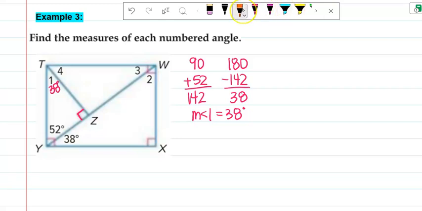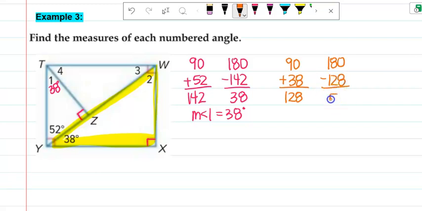Okay, just if we want to move in angle order, we can see that angle 2 is a part of this triangle here. Again, we have a right angle right down here. We know that because of that little box. We have an angle 38 and a right angle, so I'm going to add those together. 128, subtract it from 180, 52, and the measure of angle 2 is 52 degrees, and I'm going to go ahead and label that.